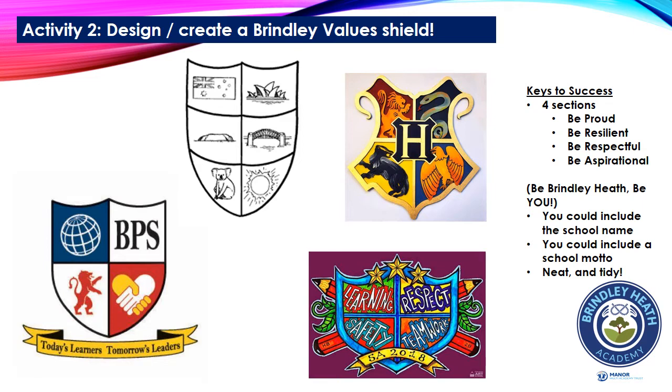So there are 4 values, and you need to try and think of pictures or images or words or phrases that could represent those values. I've put in brackets there, be Brindley and Heath, be you, because that's also part of our values as well, and you might want to incorporate that into your shield or your crest.